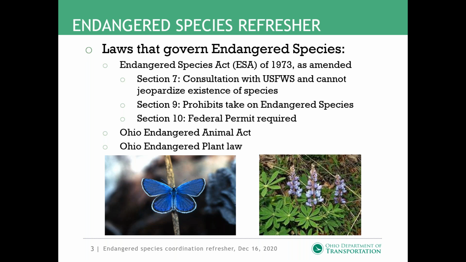All ODOT projects have to undergo an environmental evaluation to determine our impacts of construction in accordance with several laws and regulations. Today, we're going to focus on the laws that require ODOT to determine if our proposed project will impact any federal or state listed species. The Endangered Species Act requires all federal agencies to evaluate how our actions will impact federally listed species. It requires coordination with the Fish and Wildlife Service, and we cannot jeopardize the existence of species.